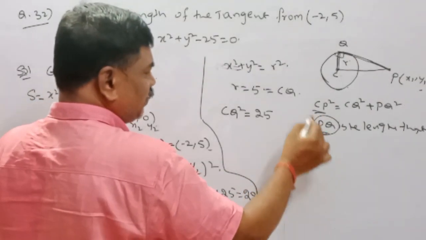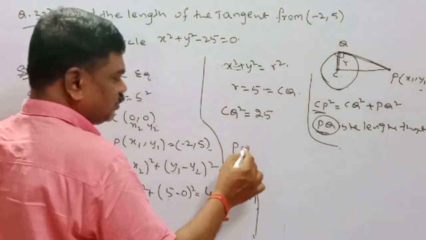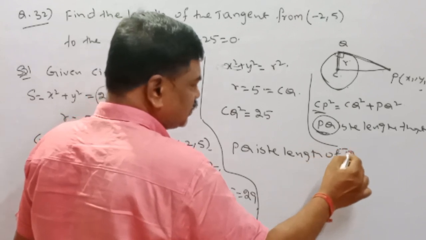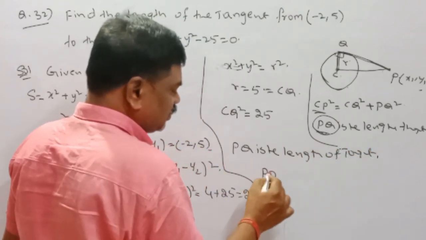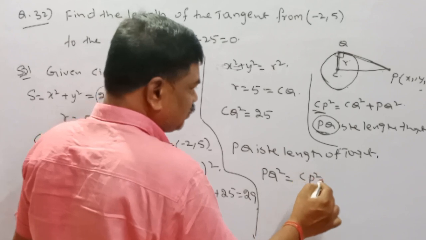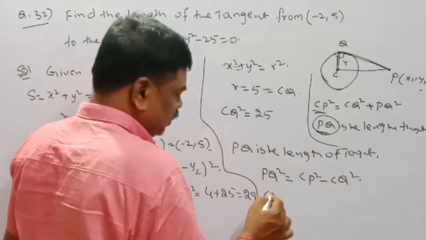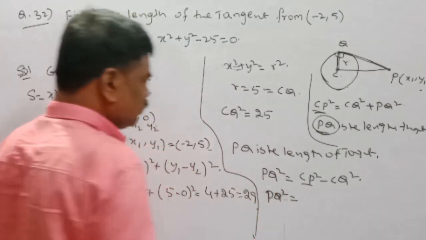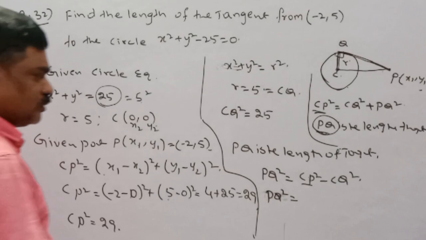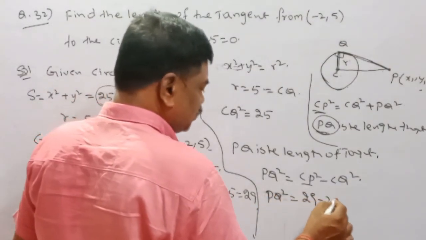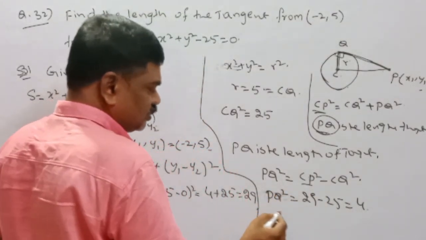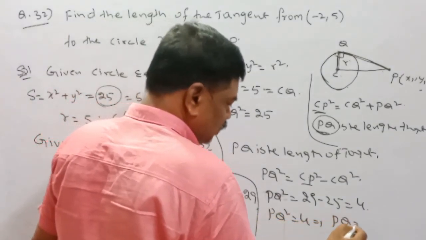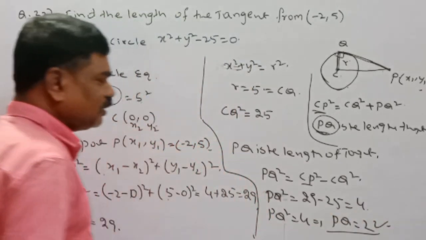Then PQ is the length of the tangent. PQ square is equal to CP square minus CQ square. CP square is 29, and 29 minus 25 is equal to 4. That is PQ square is equal to 4, so PQ is equal to 2, the length of the tangent.